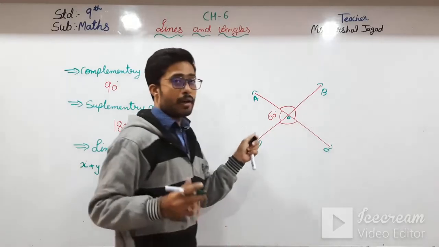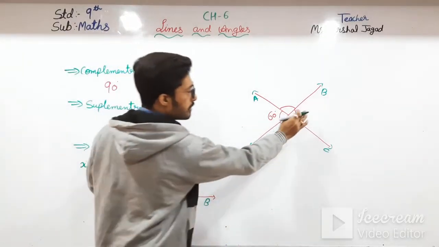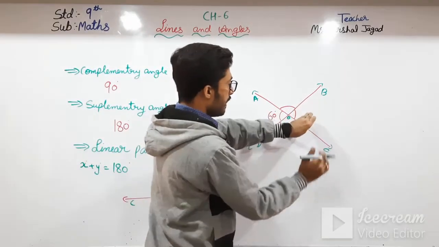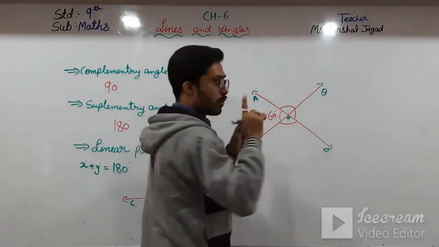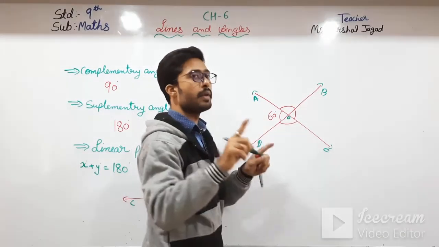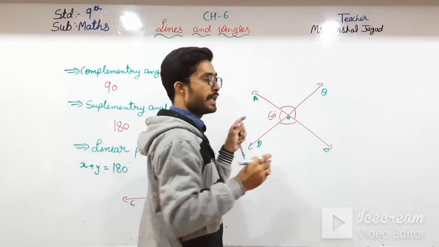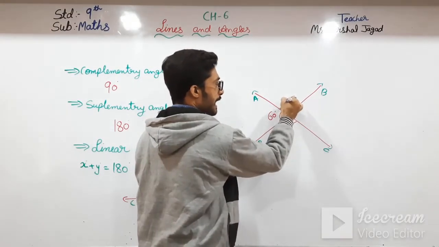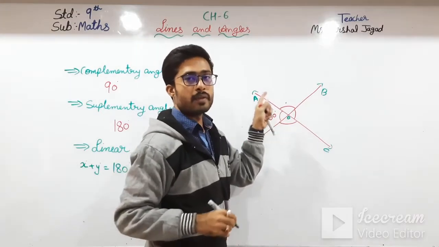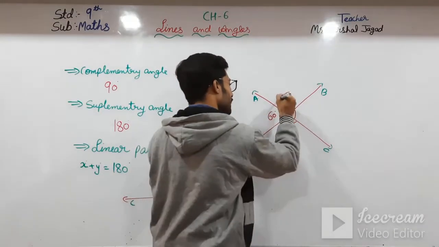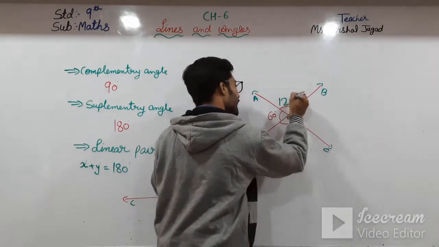According to the linear pair, if you just put a hand over here and it is a straight line, the total of both angles should be 180 degrees. So if I want to find this angle, what should I do? 180 minus 60, that is 120 degrees.